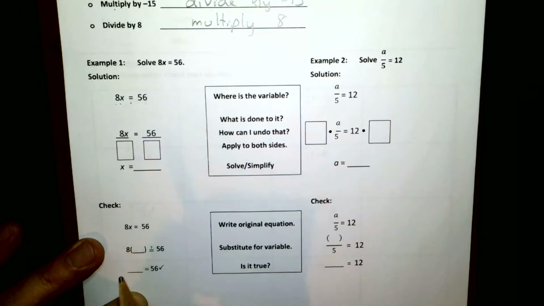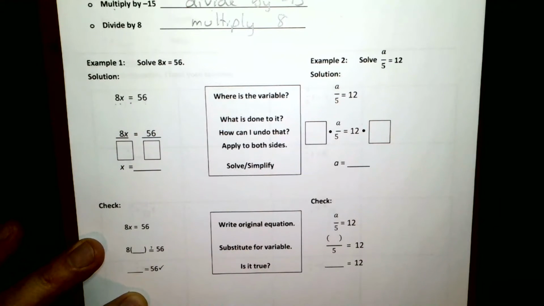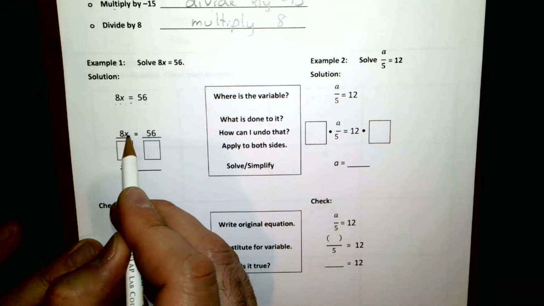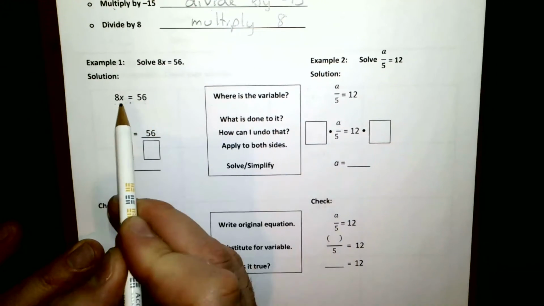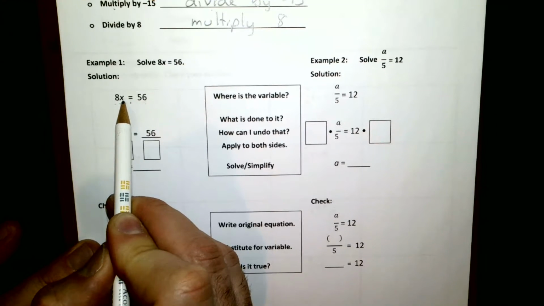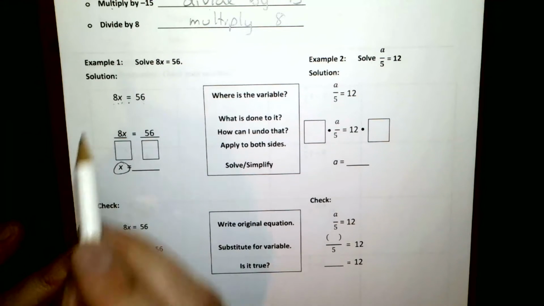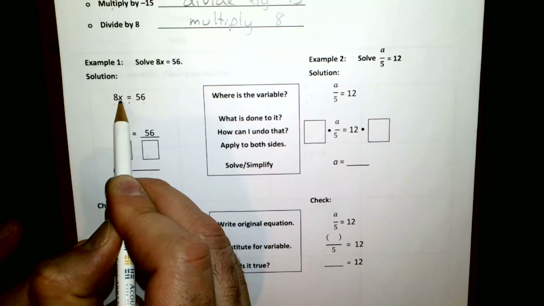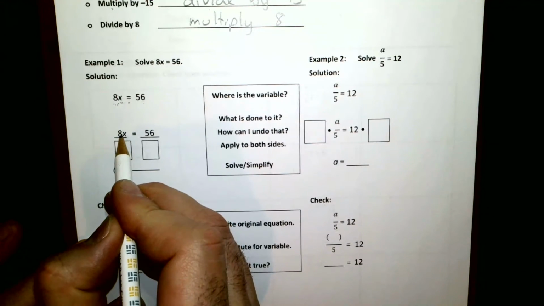8 times something equals 56. Most of you guys can do that in your head already, which is why on your paper, I've changed these numbers a little bit. So on my paper, x is being multiplied by 8. First thing you have to do is identify the variable and know that you're trying to get the variable by itself. You're trying to isolate the variable. Right now, x isn't by itself. If we want to get it by itself, we have to get rid of the thing that's next to it. To get rid of multiplying by 8, you divide by 8.